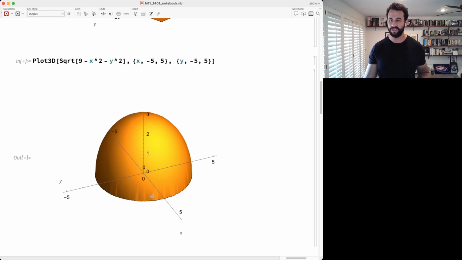So maybe rectangular coordinates aren't the best way to describe such an object. Maybe there's another coordinate system that would perhaps better describe a circular or spherical object. I'll let you think about that. Think about that and we'll revisit it later in the course.